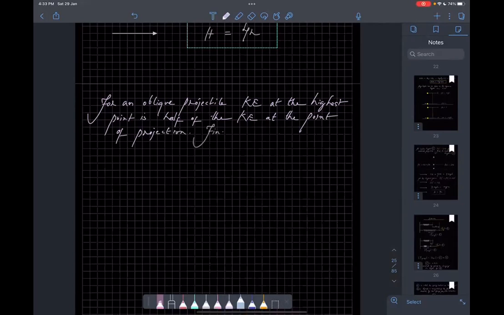Find the angle of projection. When he doesn't say anything, you have to assume that the angle is asked with the horizontal, unless he says to find the angle with the vertical. Okay, how to do this? KE final is equal to half KE initial.